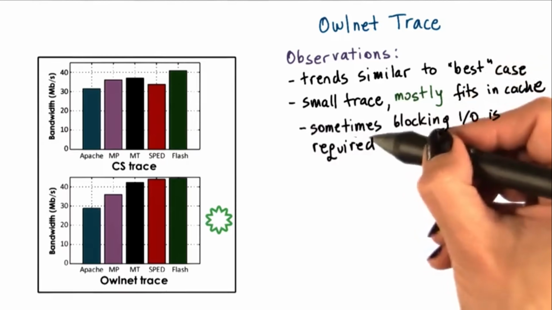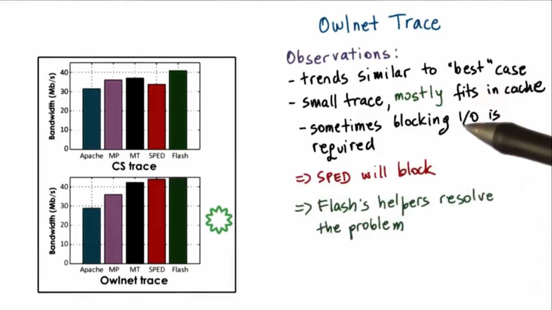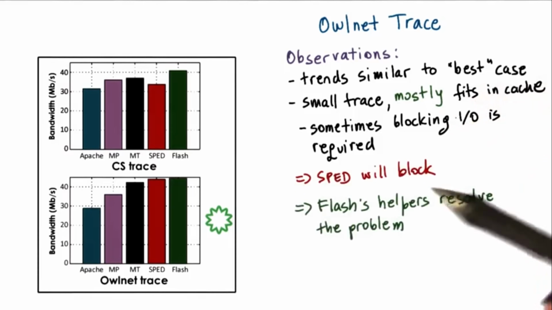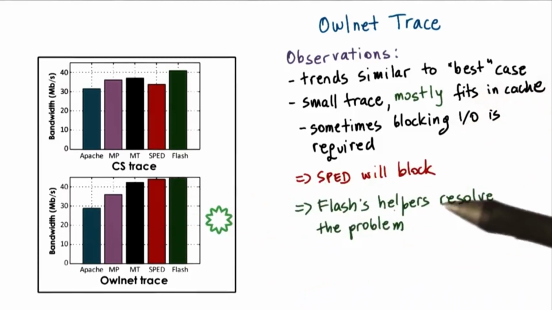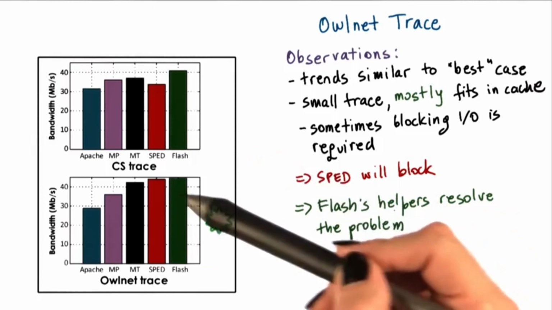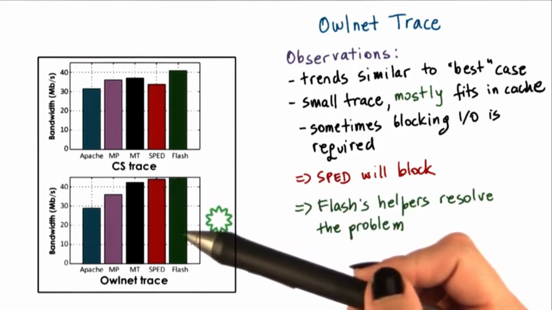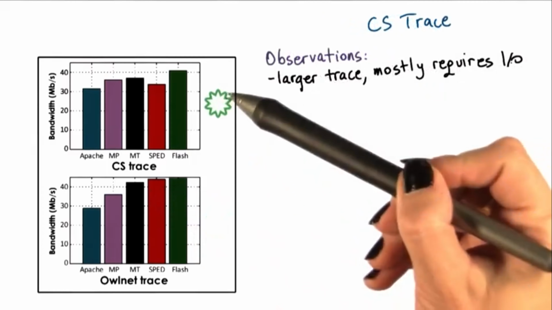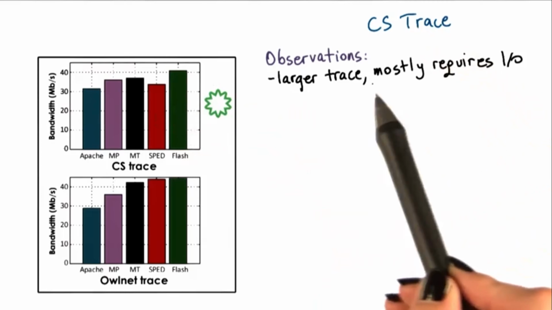Sometimes, however, blocking I/O is required. It mostly fits in the cache. Given this, given the blocking I/O possibility, SPED will occasionally block, whereas in Flash, the helper processes will resolve the problem. And that's why we see here that the performance of Flash is slightly higher than the performance of the SPED.